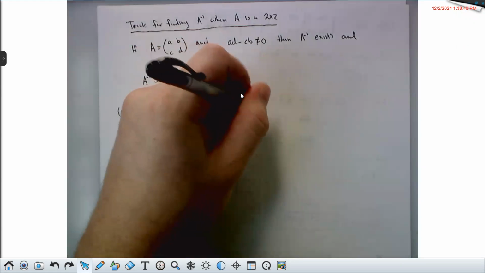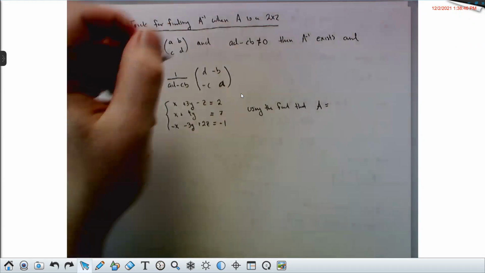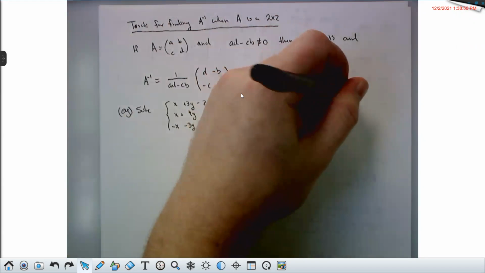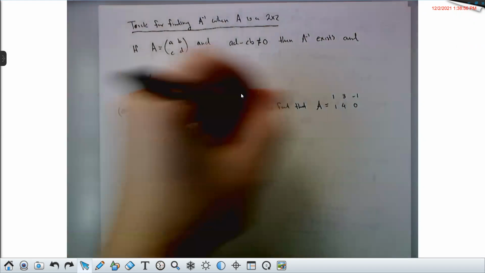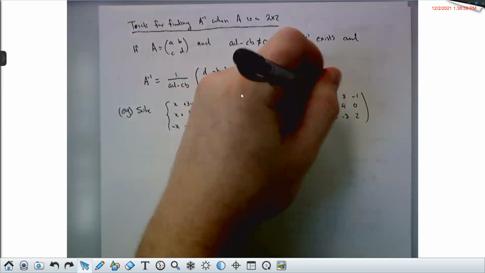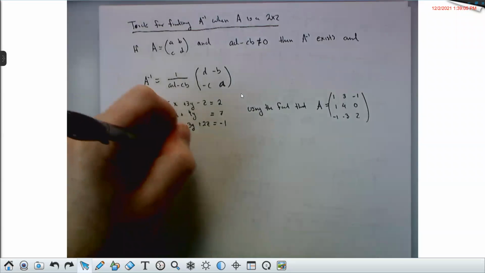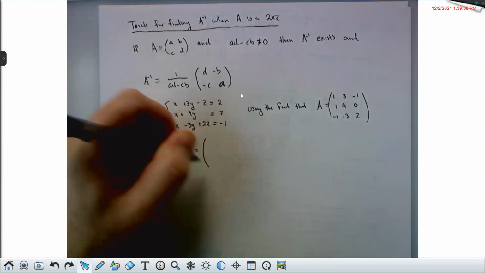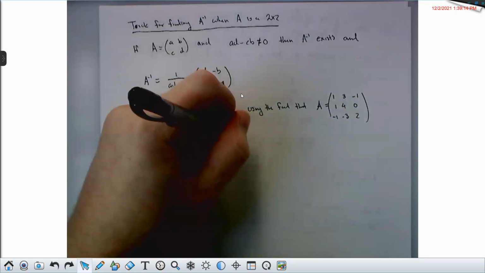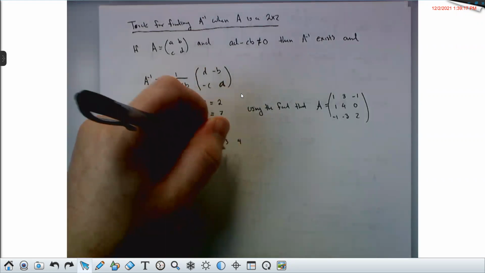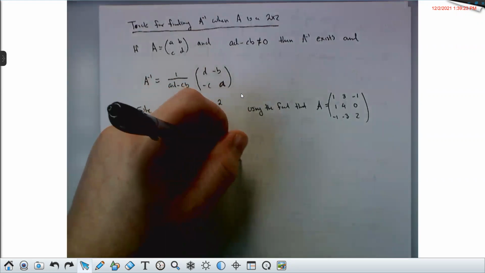Using the fact that the matrix A, which here would be 1, 3, negative 1, 1, 4, 0, negative 1, negative 3, 2, has inverse, what is this one? I calculated this ahead of time. This is 8, negative 3, 4, negative 2, 1, negative 1, 1, 0, 1.